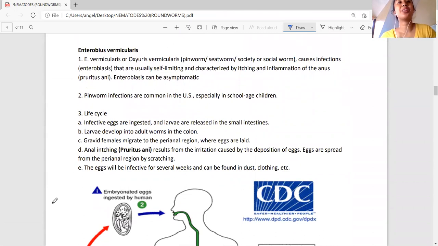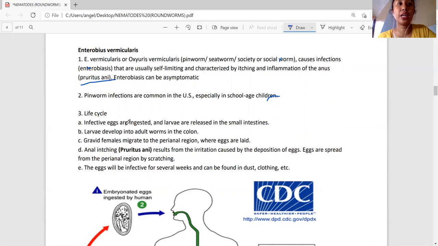Next, we have Enterobius vermicularis. Class, it is called pinworm, seedworm, society, or social worm. The disease is called enterobiasis. Itchy anus is pruritus ani, when the anus becomes so itchy and inflamed. It is common among school-age children.